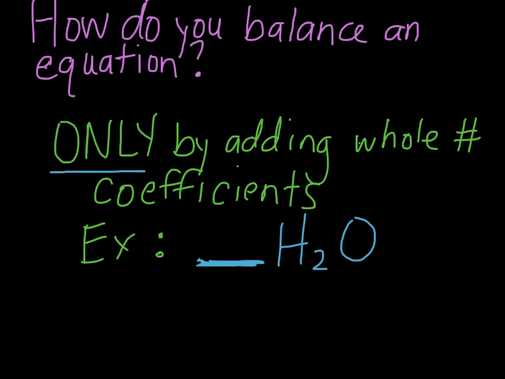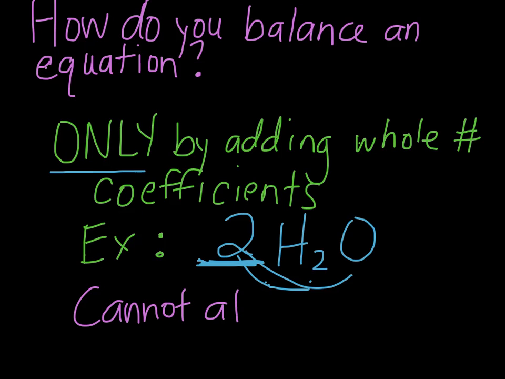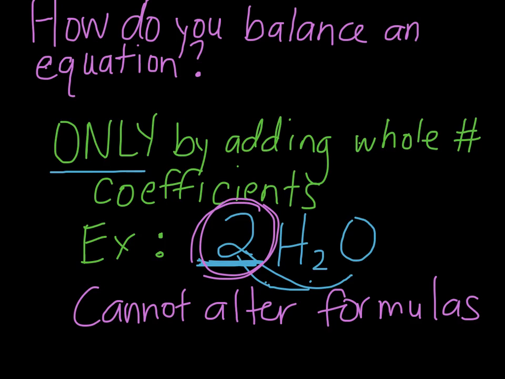Say we wanted to double the amount of hydrogens and oxygens we had. We could add a 2 in the front of this, and that means we would then have 4 hydrogens and 2 oxygens, because you multiply this with all of the subscripts in the formula. One important note is that you cannot alter the formulas. You cannot add numbers to the formulas, and you cannot change the numbers in the formulas. The only thing you can do is add these coefficients.